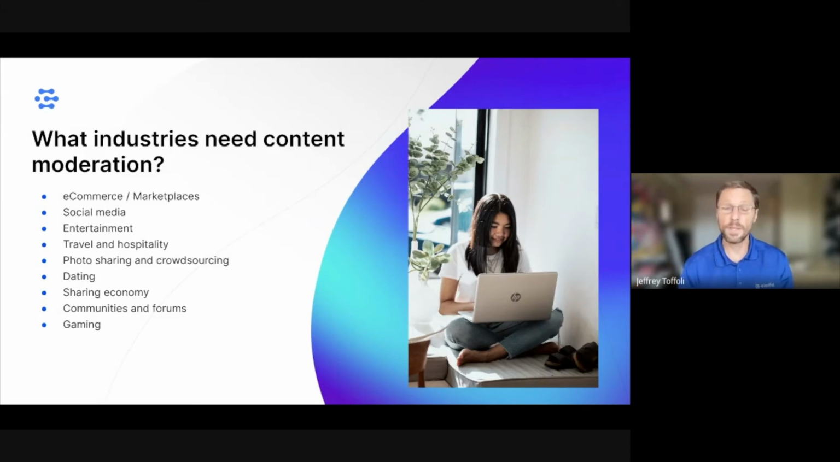But in particular, we see this common in e-commerce marketplaces, social media, entertainment, travel and hospitality, photo sharing and crowdsourcing sites, dating sites, sharing economy sites, communities and forums, and gaming. But if you don't see your particular industry listed here, don't be surprised. Content moderation plays a huge role in a lot of different areas.